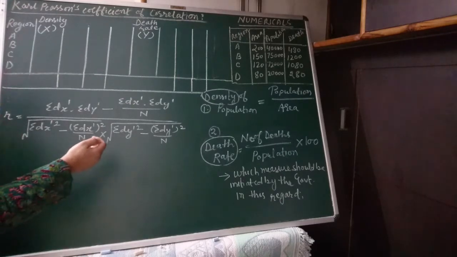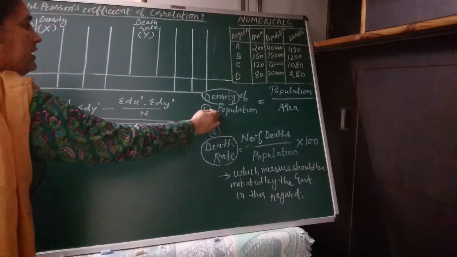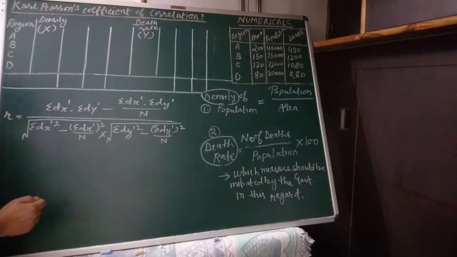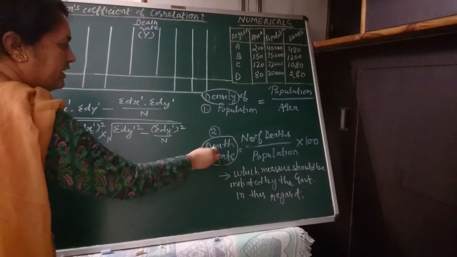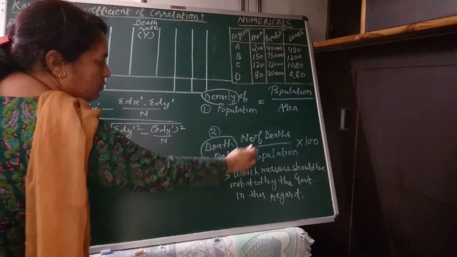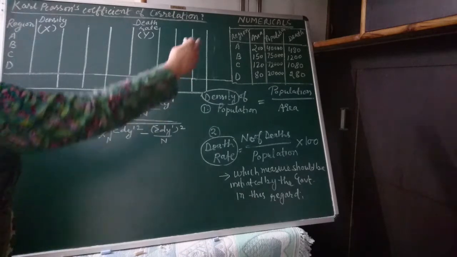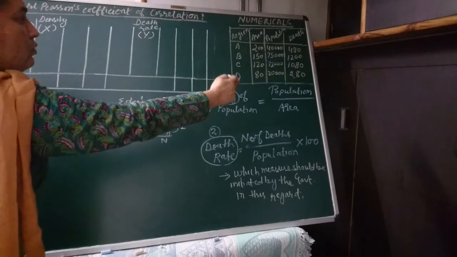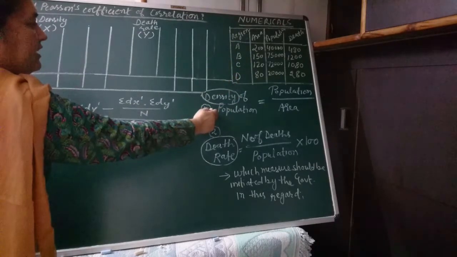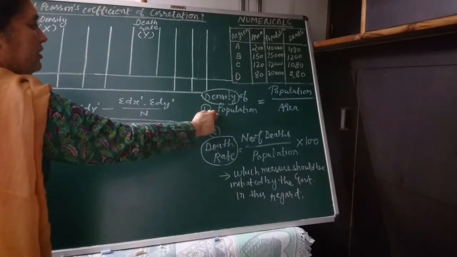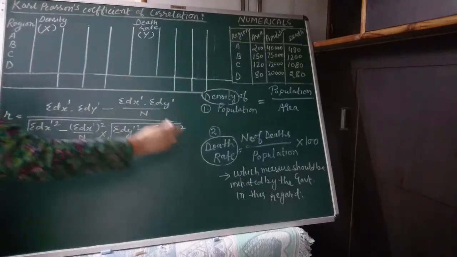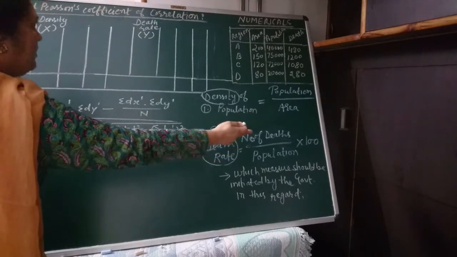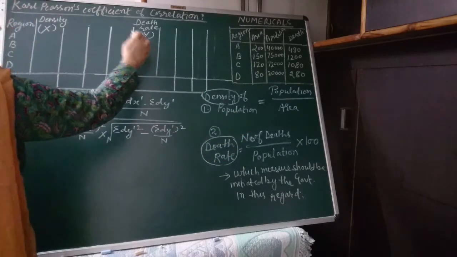First of all, we are writing two formulas. Number one, for the calculation of density of population, which is population divided by area. Second, the formula for the calculation of death rate: number of deaths divided by population multiplied by 100. Here the statement gives area, population and deaths. When population is divided by area, we get density of population, which will be denoted by X. And when number of deaths is divided by population and multiplied by 100, it will be denoted as Y.